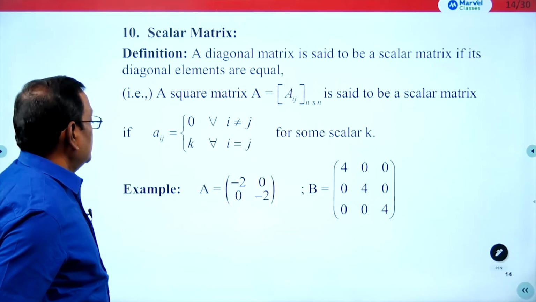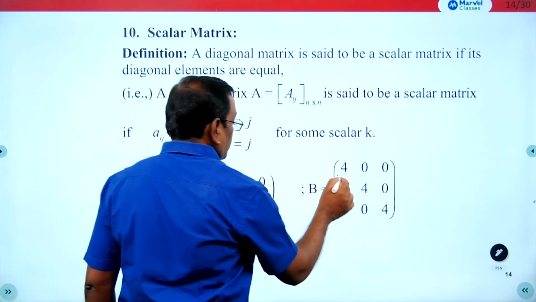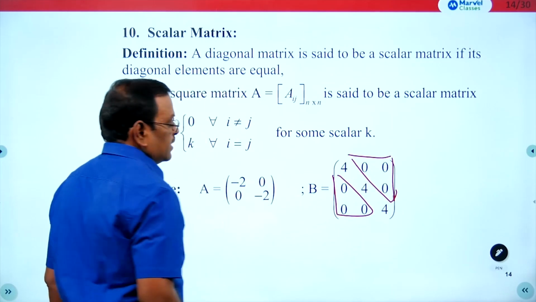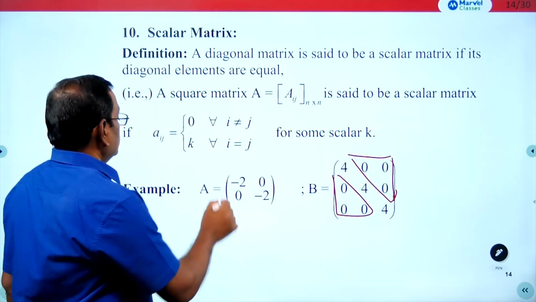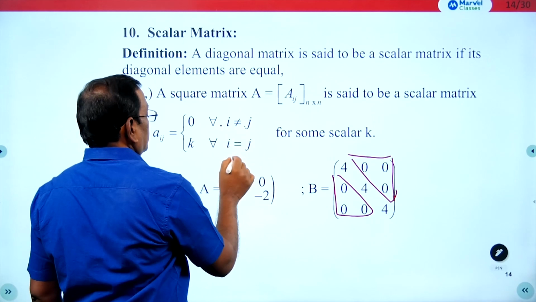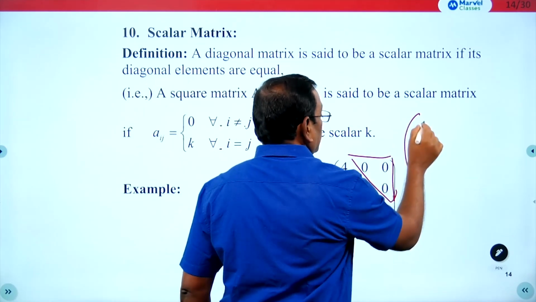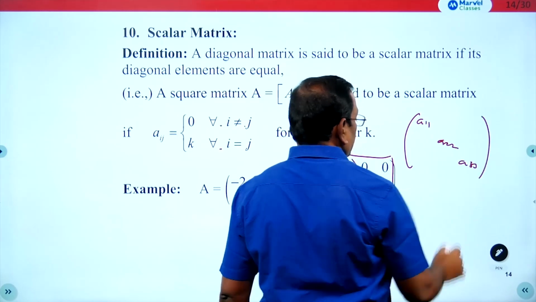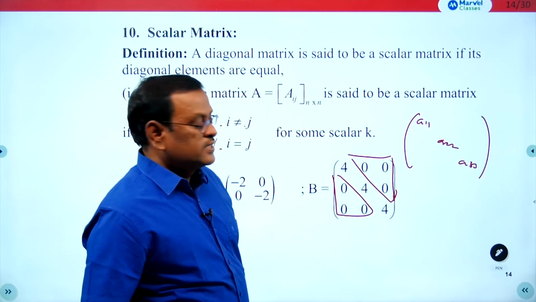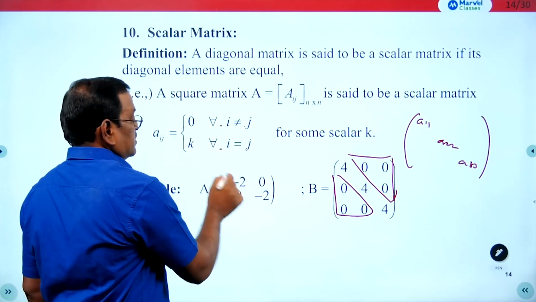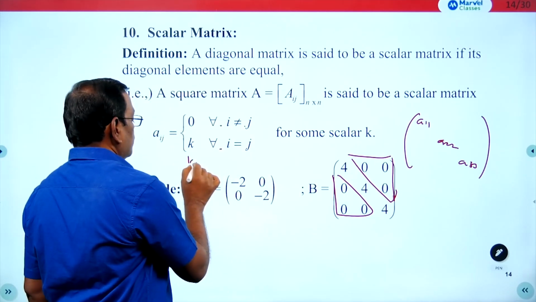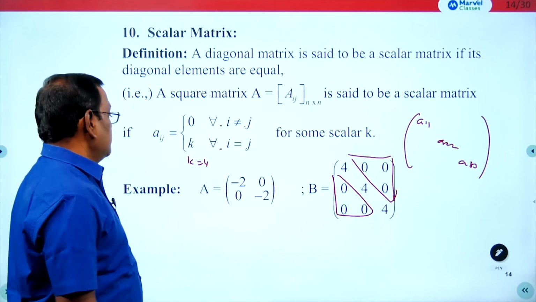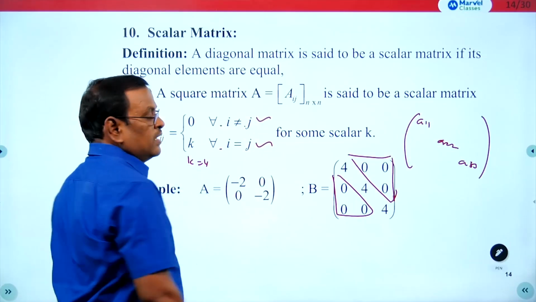Whereas in a scalar matrix, non-diagonal elements are 0 and the diagonal elements are equal. That's why Aij is 0 for all i not equal to j. When i equal to j, what? A11, A22, A33: for diagonal elements, both the suffixes are the same. So when i equal to j, it is k. In this case, k equal to 4. So there are two conditions for a scalar matrix: all non-diagonal elements are 0 and diagonal elements are equal.